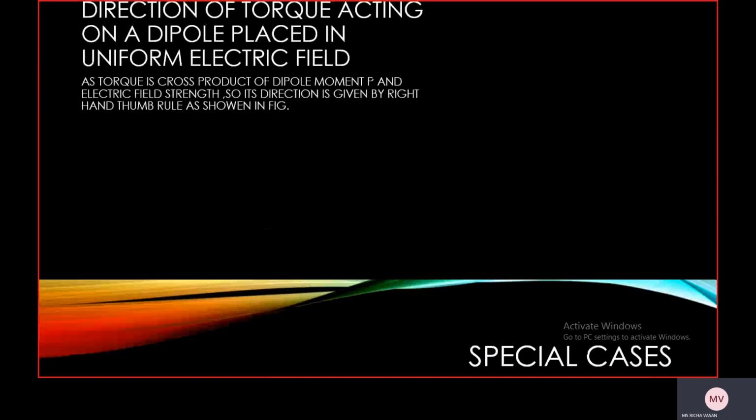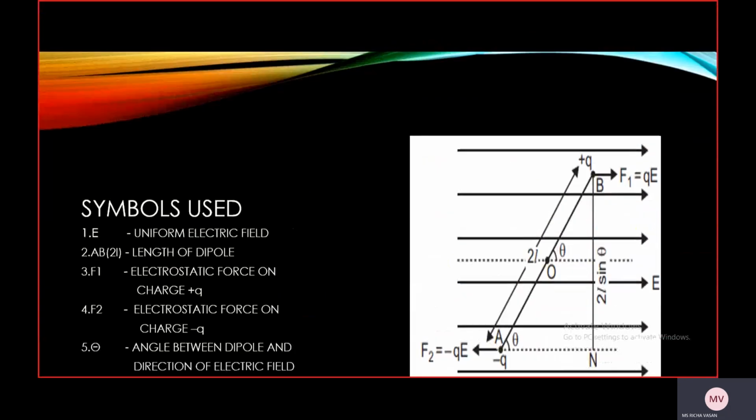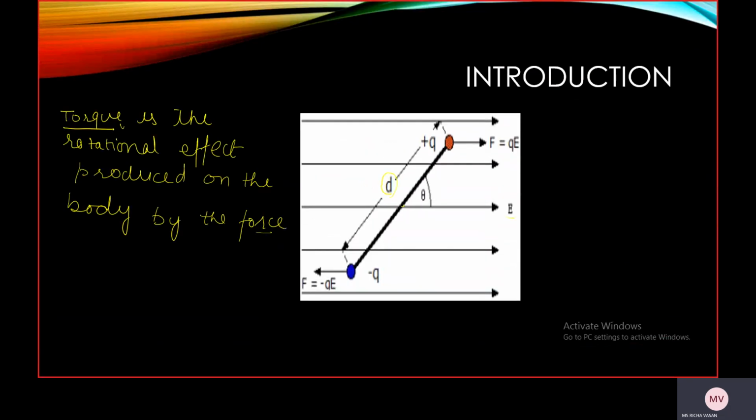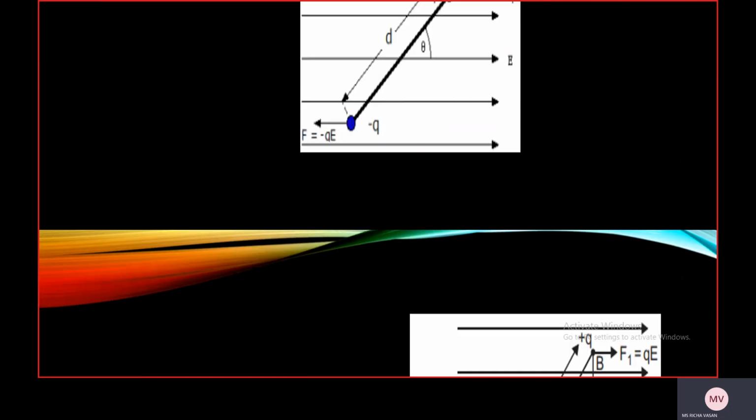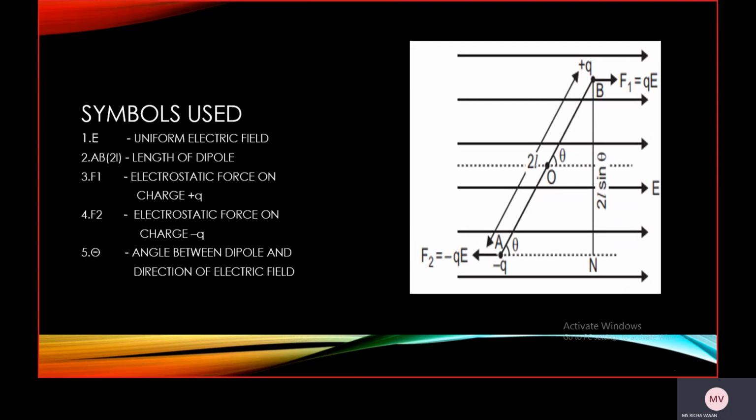Today we discussed what is a dipole. We also discussed what is a uniform electric field. Then I told you what is torque. Then we discussed what will be the formula for the torque, and we came to the conclusion that the formula for the torque is P E sine theta, where P is the dipole moment of the dipole, E is the electric field intensity, and theta is the acute angle between the dipole and the electric field.